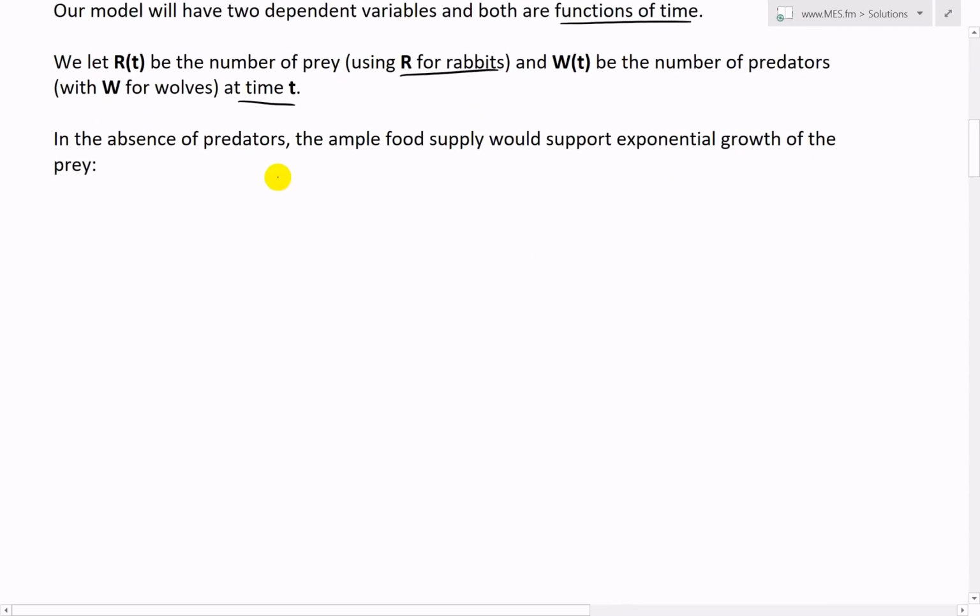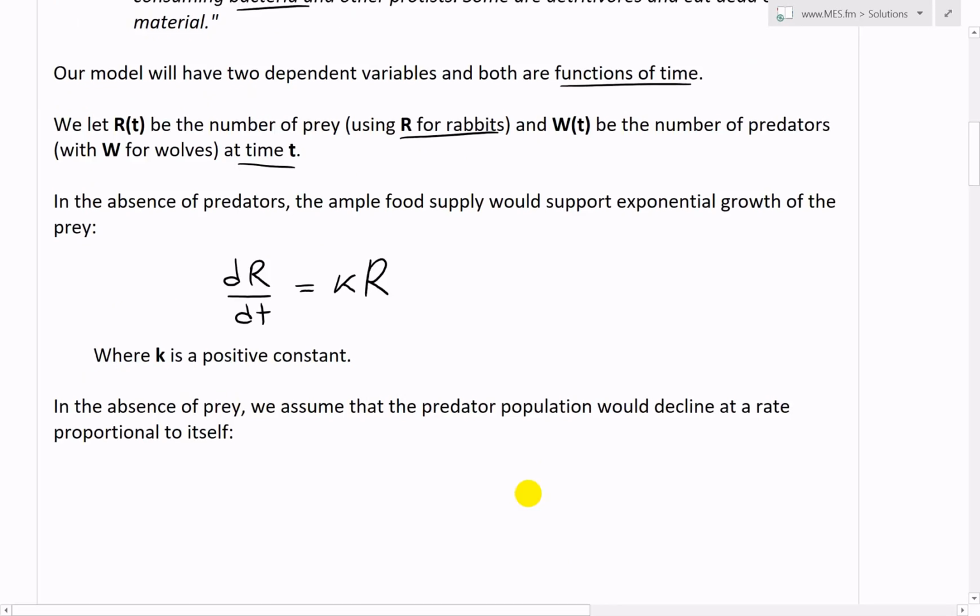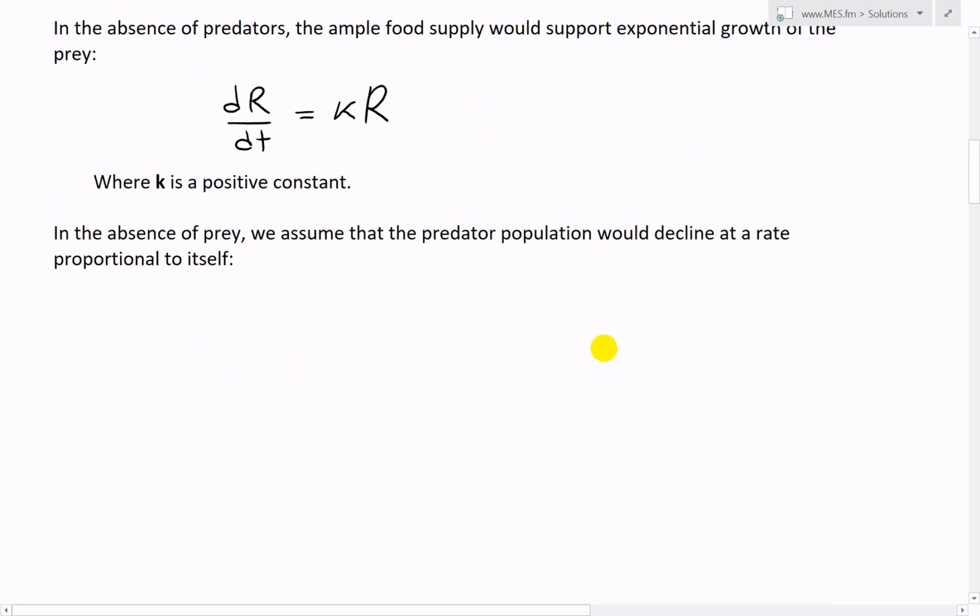In the absence of predators, the ample food supply would support exponential growth of the prey, as I've gone over in my earlier videos on exponential growth. So for the prey, the rate of growth dR over dt equals a constant, we'll call it k, times the population of the rabbits, or the prey. Again, this is just saying the growth rate is proportional to the population. And since it's growing, k is just a positive constant known as the proportionality constant.